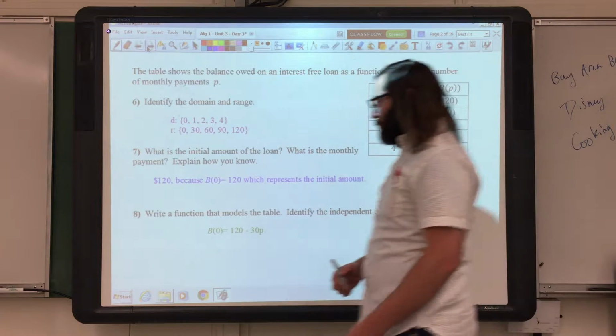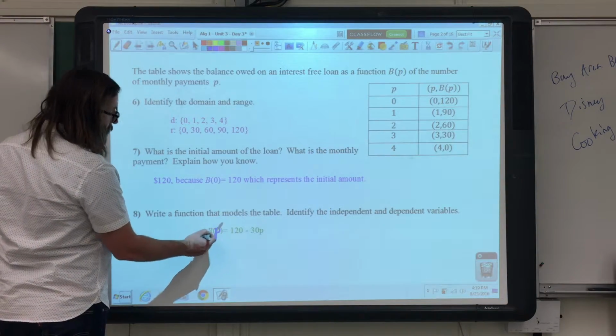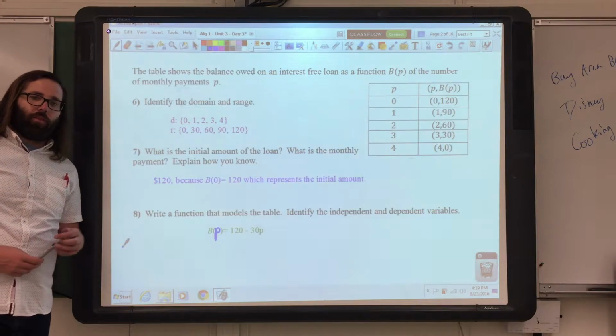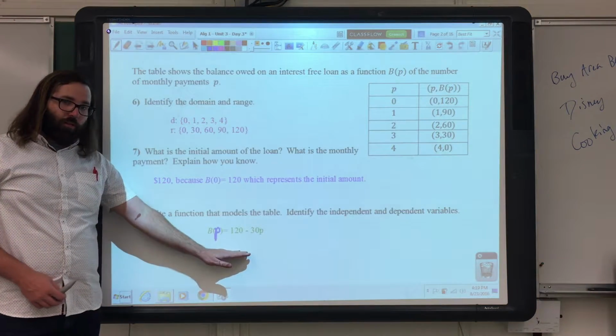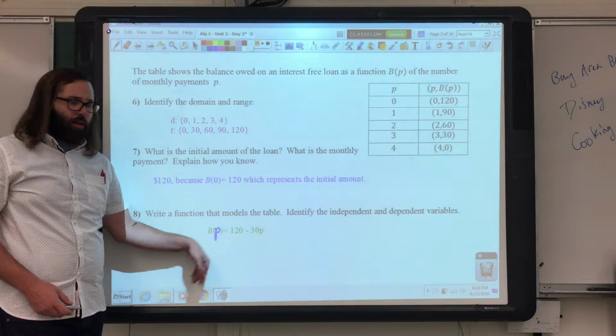Okay, down here, this should say the balance as a function of the payments is equal to 120 minus 30p. Just like the one we did yesterday, except this was 270 instead, I think.